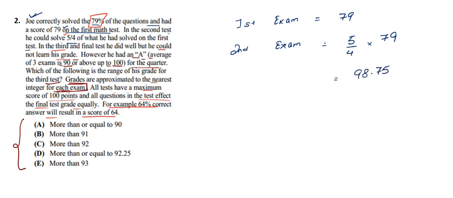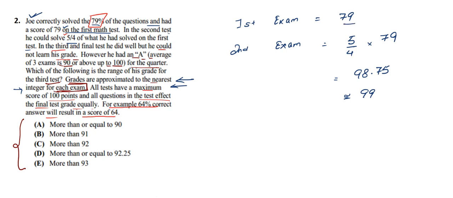But as I said, we have a very important statement here. So this is the statement: grades are approximated to the nearest integer for each exam. So we need to approximate to the nearest integer. The nearest integer to this will be 99. So he scored 99 in the second exam. In the first exam, he scored 79.